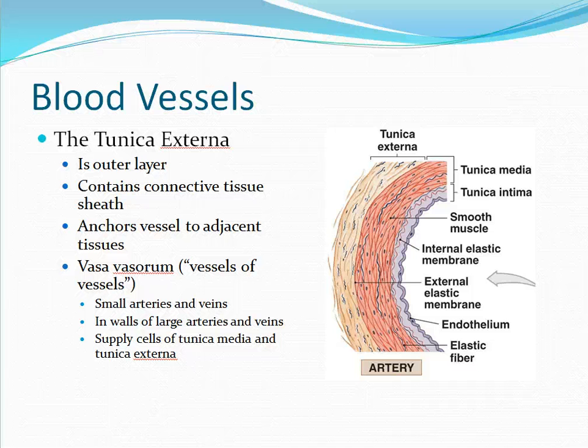The tunica externa has its own blood supply via small vessels known as the vasa vasorum. Literally translated, vasa vasorum means vessels of vessels. These are small arteries and veins found in the walls of the larger vessels. What they do is supply oxygen and nutrients to the tunica media and tunica externa while also removing waste products.